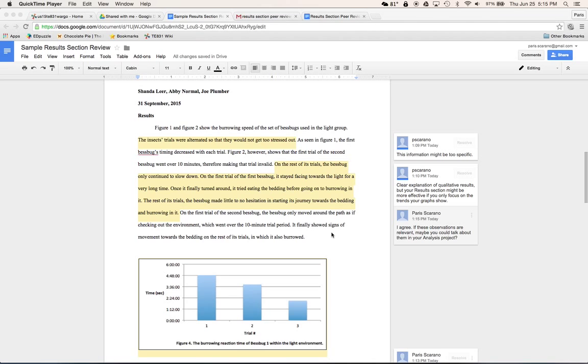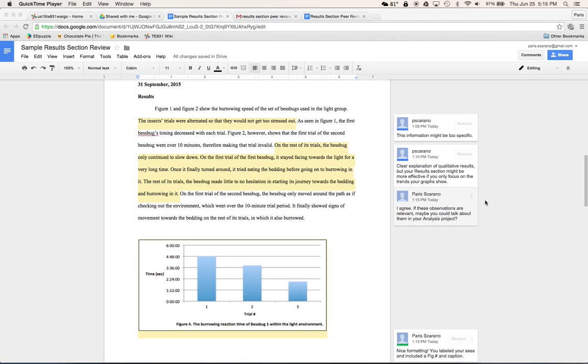What the hypothetical students are indicating in these comments is that this group has included an extensive amount of behavioral information. They've talked about what individual bess bugs were doing during individual trials, and that's really too specific for a results section. One student mentions clear explanation of qualitative results, but your results section might be more effective if you only focus on the trends your graphs show.